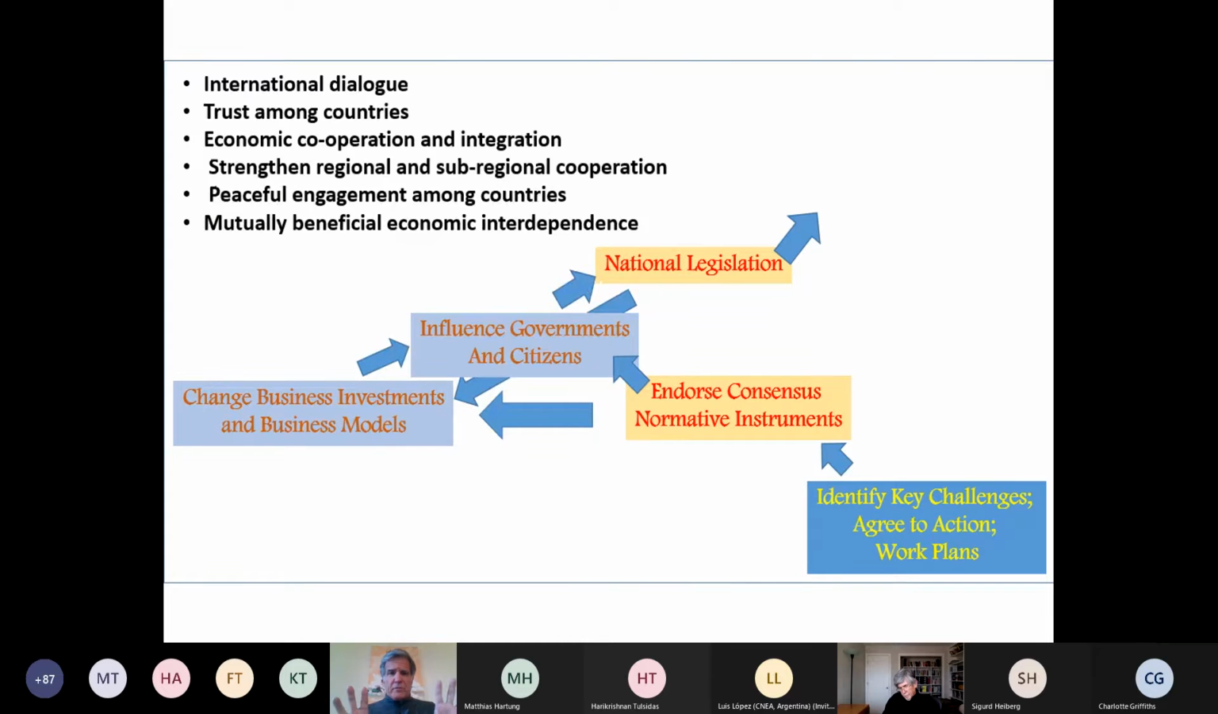What you end up as a result of all of this is dialogue, conversations. You're getting trust amongst the countries. It's a bit raising the emotional intelligence. And because of that, you're going to get economic cooperation. You're going to get integration. The objective at the end of the day is to achieve mutually beneficial economic interdependence. You actually want to build up a rules-based trading system, not building up walls. So the objective that we have is multilateral collaboration.